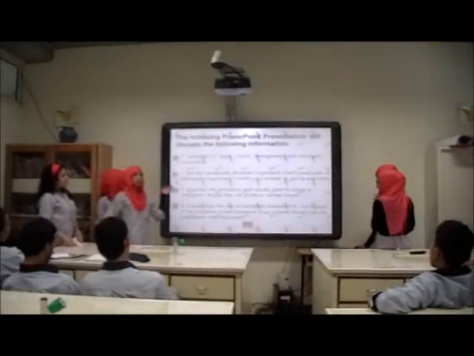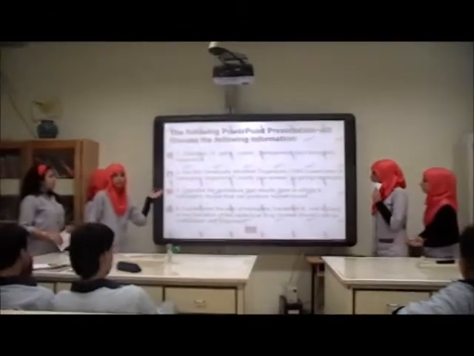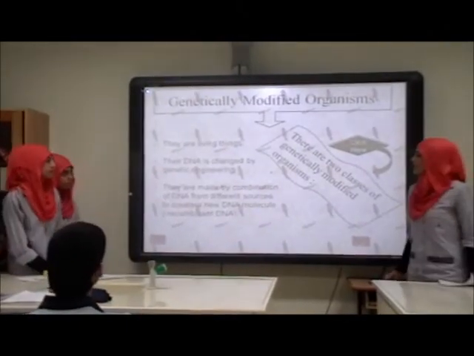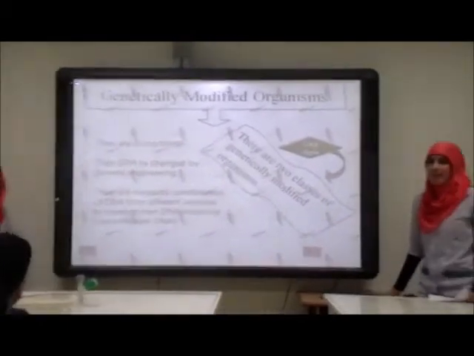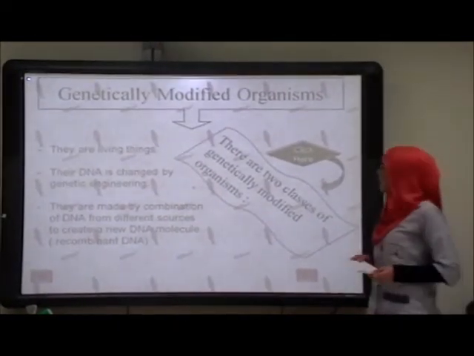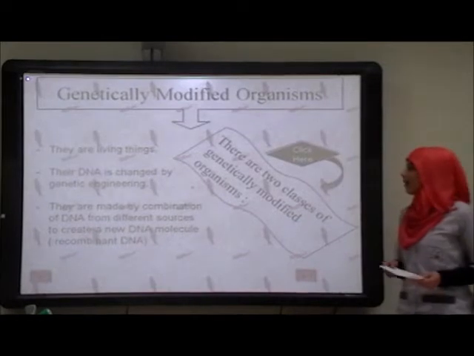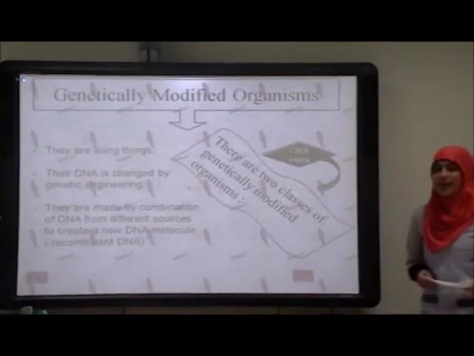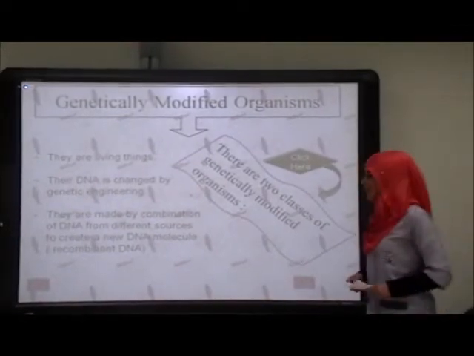Are the genetically modified organisms shown examples of transgenic organisms? Justify your answer by giving examples. Genetically modified organisms are living beings. Their DNA is changed by genetic engineering. They are made by a combination of DNA from different sources to create a new DNA molecule, the recombinant DNA.